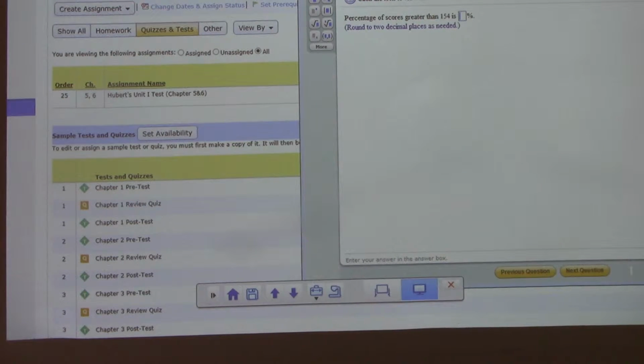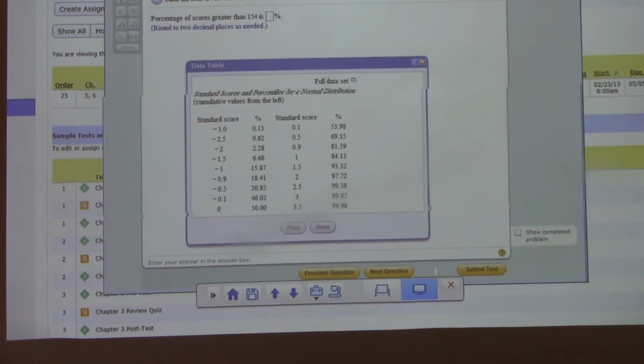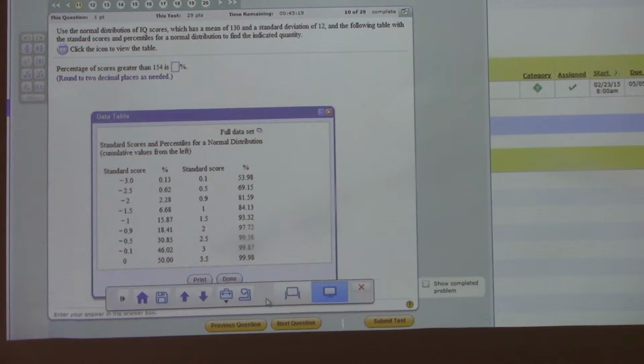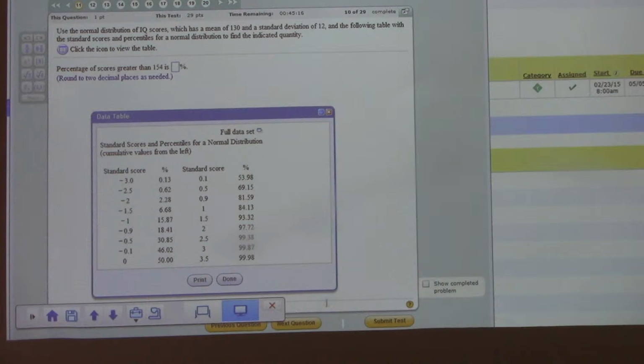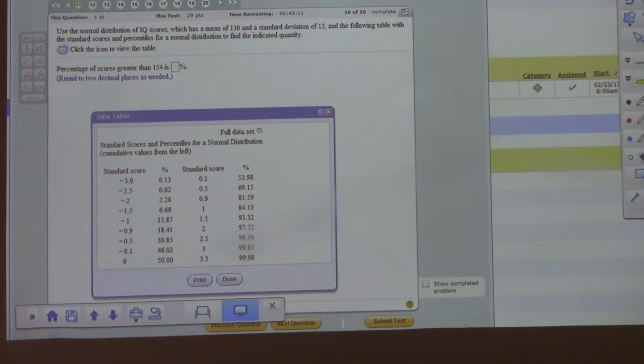Use normal distribution with mean 130 and standard deviation 12 and change into a z-score. What time is it? Is class over at 12:35? Okay. It's 2. What? The z-score is 2. Okay, I'm asking what time it is.